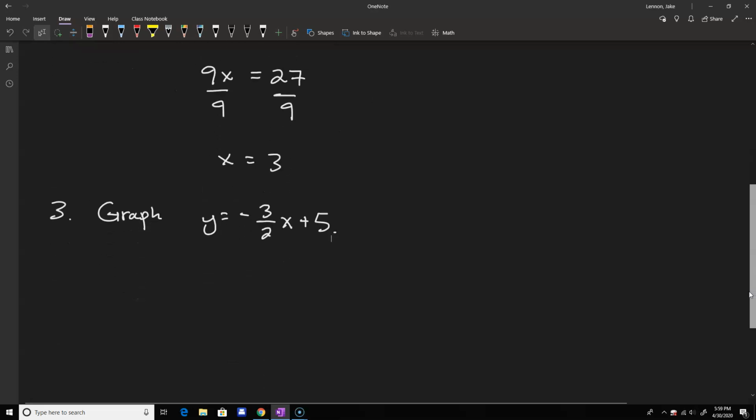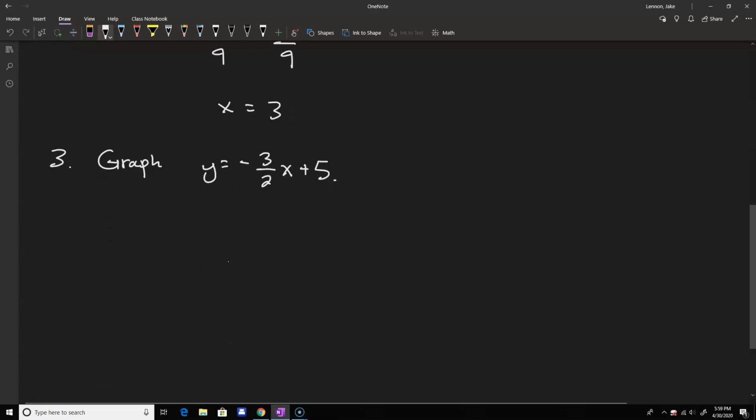Okay, so for problem number 3, we need to graph this line. So we use the y-intercept and the slope. So the y-intercept means it hits the y-axis at 5. So 1, 2, 3, 4, 5. It's going to hit the y-axis right here. And the slope is negative 3 over 2.